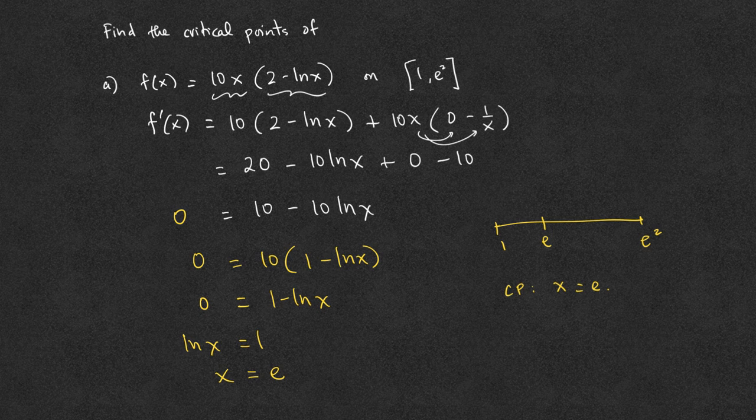To be thorough, we should check to see where f prime of x is undefined. f prime of x is undefined for 0 or negative values of x, but 0 and negative x are not within this interval. So the only critical point is x equals e.